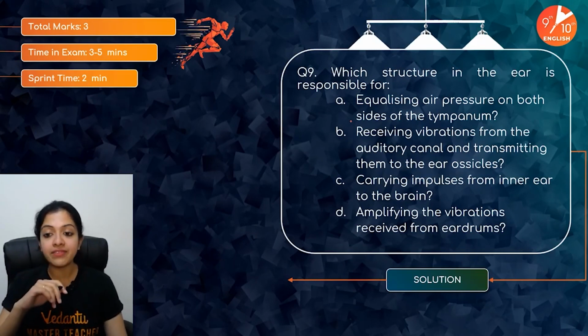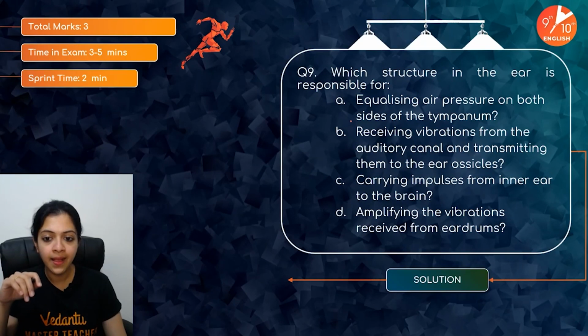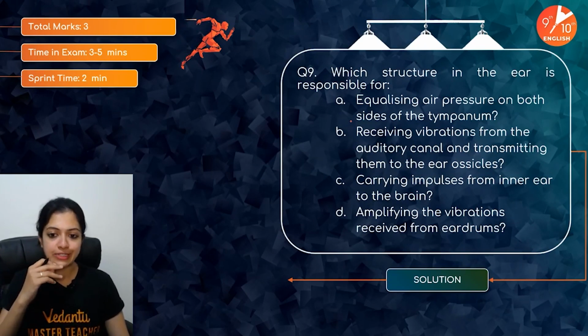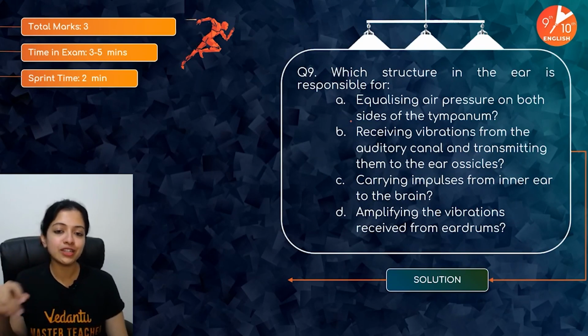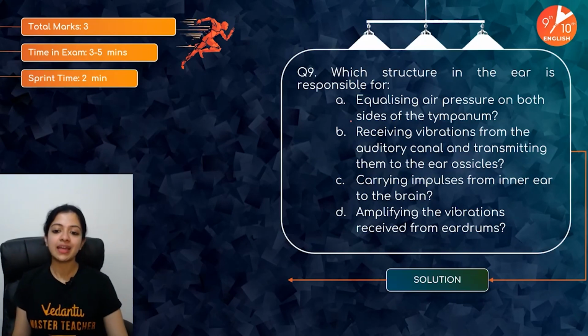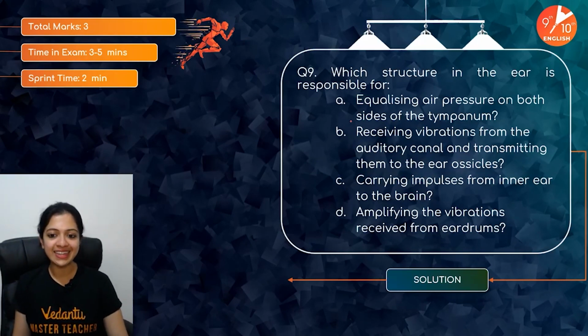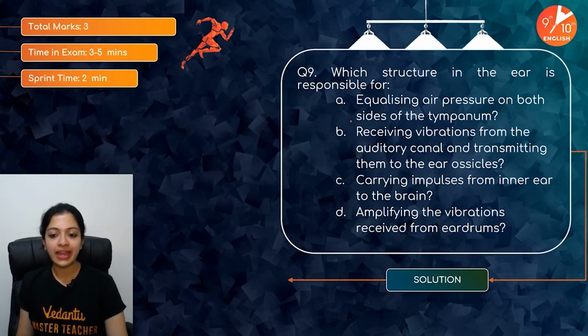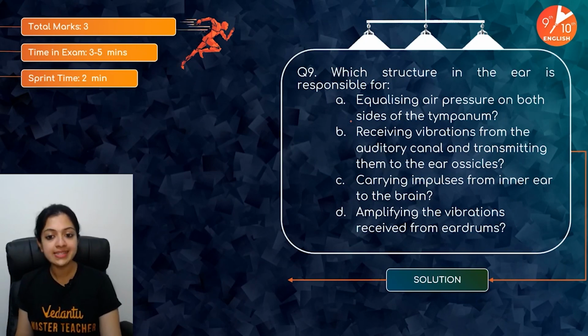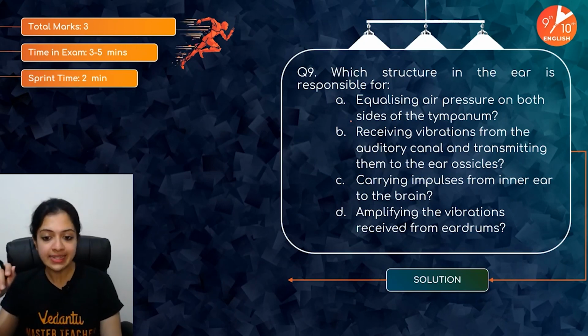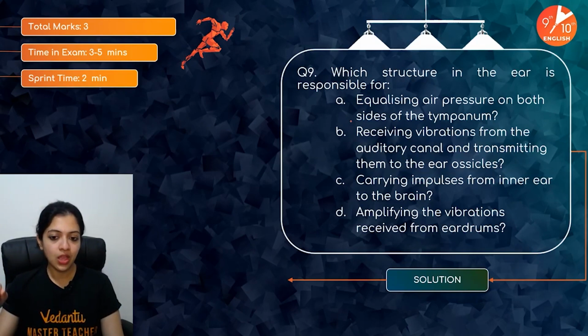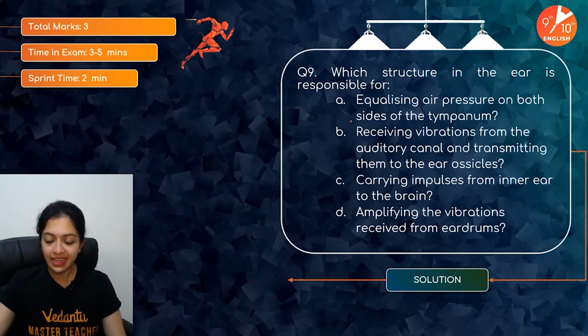Next one, receiving vibrations from the auditory canal and transmitting them to the ear ossicles. Yes? Okay, next one, carrying impulses from the inner ear to the brain. What plays a role in it? And the last one is amplifying the vibrations received from eardrums. What would be the answer to that one? Yes?